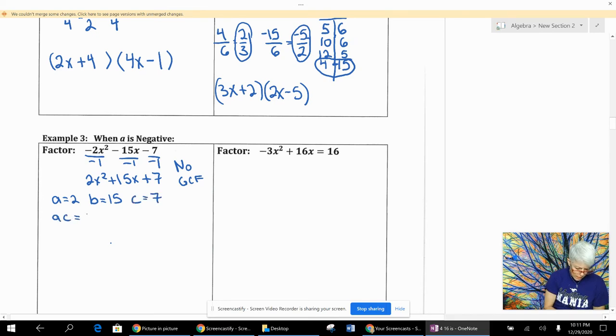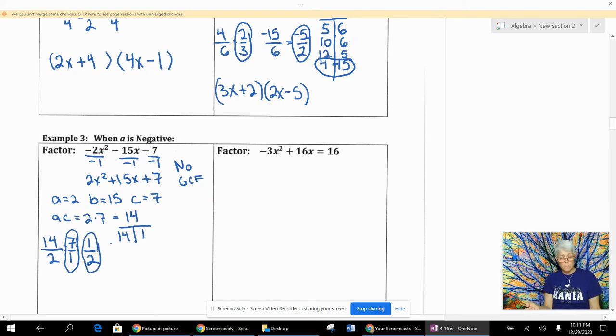A times C is 2 times 7, which is 14. And so I already can see if I do 14 and 1, there's my 15. So I'm going to put my 14 and my 1, and I'm going to put a 2 below and a 2 below. So this one can be simplified to 7 over 1. So I'm going to use this fraction and this fraction, bottoms up. I've got x plus 7 and 2x plus 1.